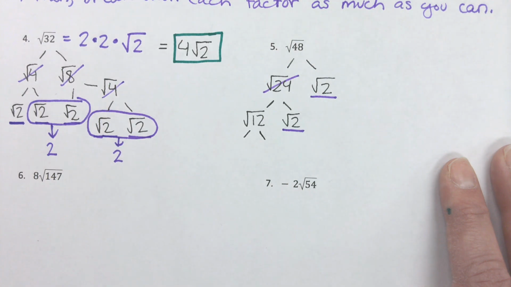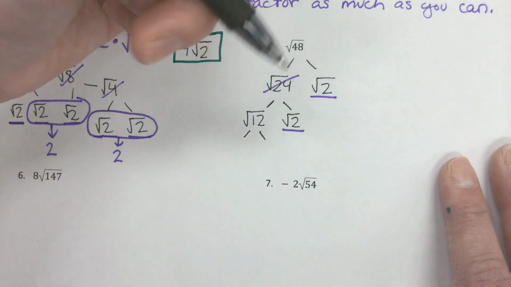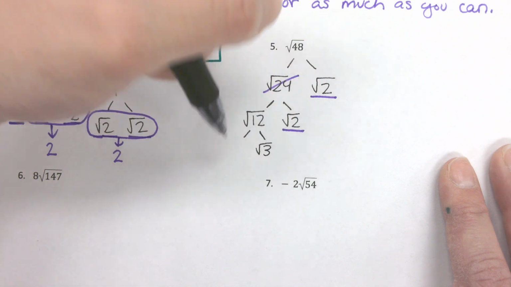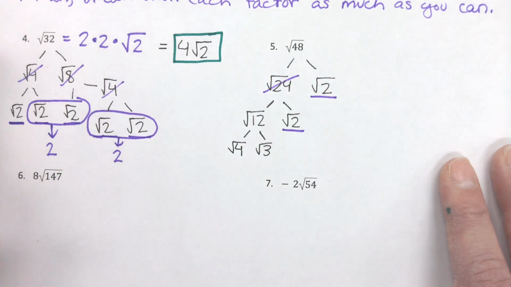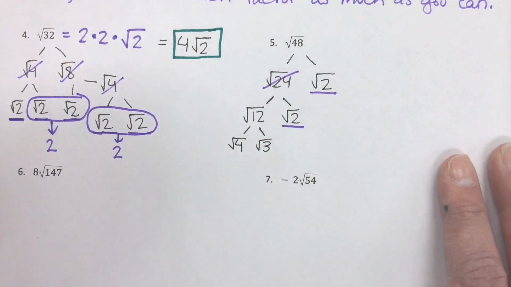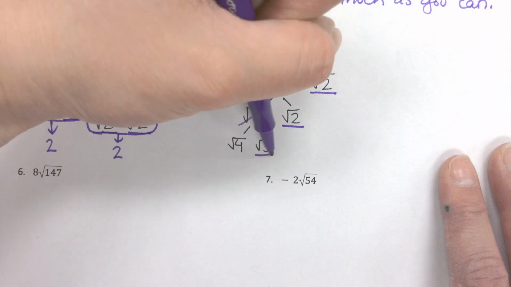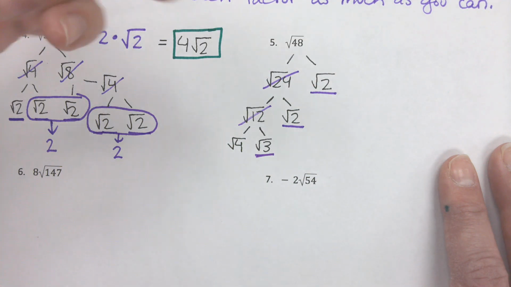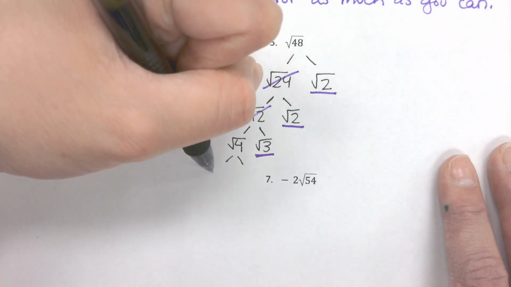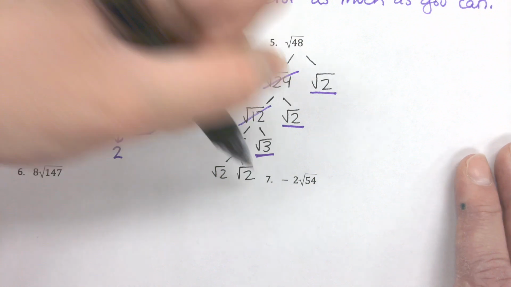If you don't mind, I'm going to go 4 and 3 on this one. Not that it really makes a difference, but for me it does. 12, you can go 6 and 2 or 4 and 3. I'm going to go 4 and 3. And then finally, that 4 will break down. The 3 will stay. The 4 breaks down to 2 and 2.